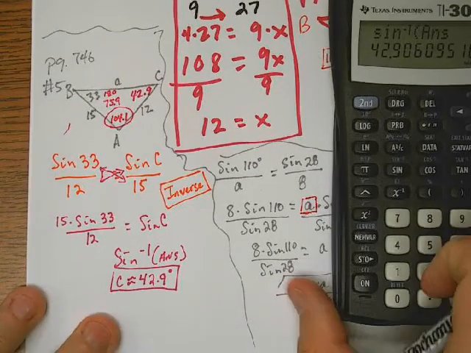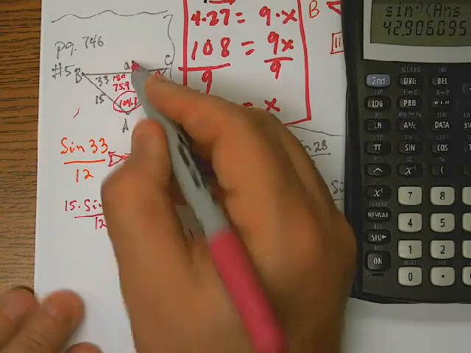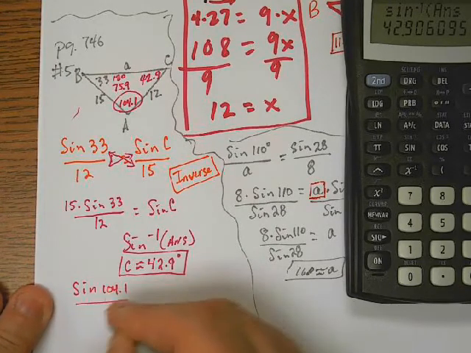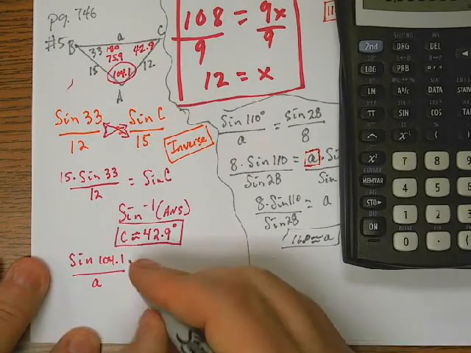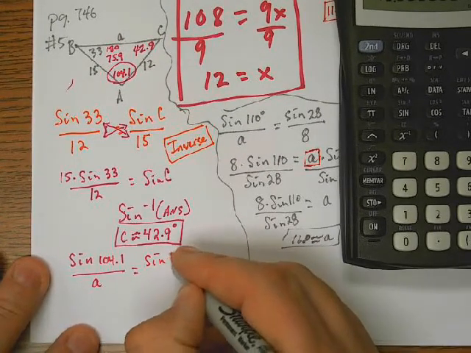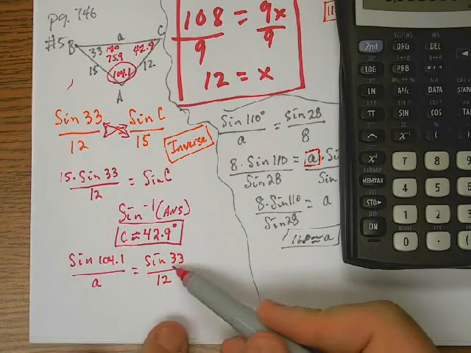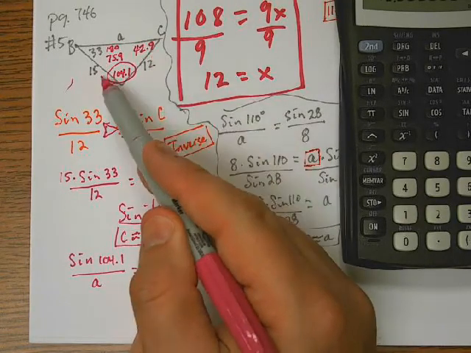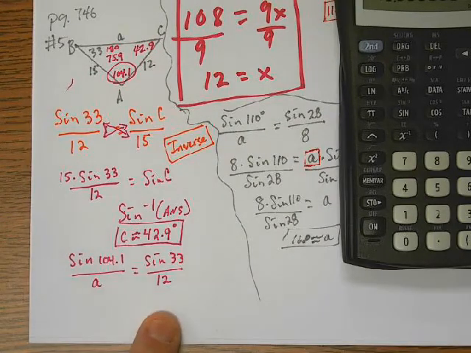Okay, now we're going to use that to help us solve for the side of A. So we're going to go sine of 104.1 over lowercase a, and then the sine of 33 over 12. Does it matter if I use sine of 33 over 12, or could I have also used the sine of 42.9 over 15? Yeah. Now, it's not quite as accurate because 42.9 is an approximation, but it would work.